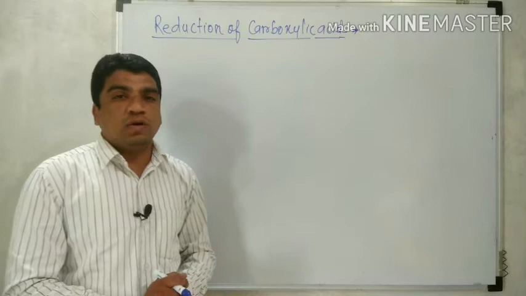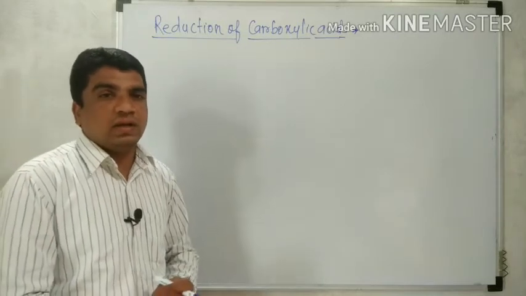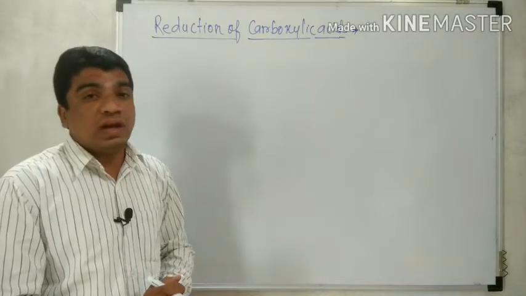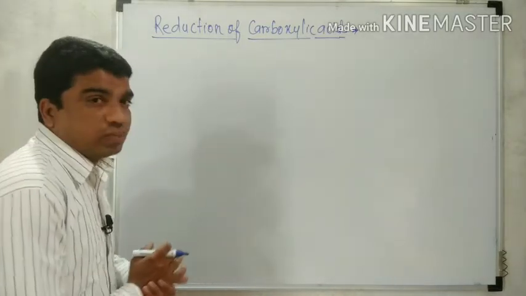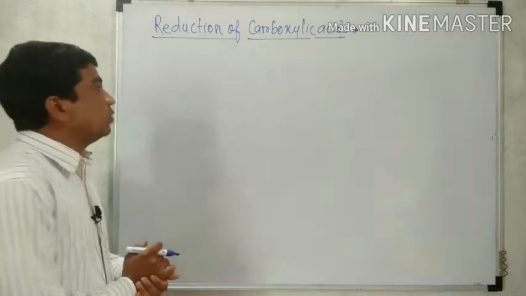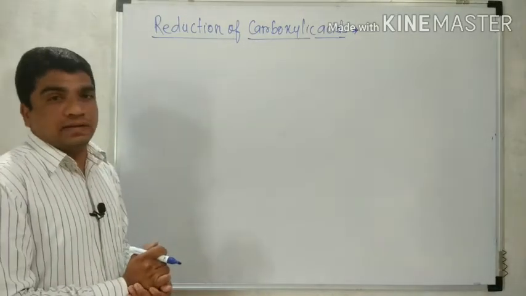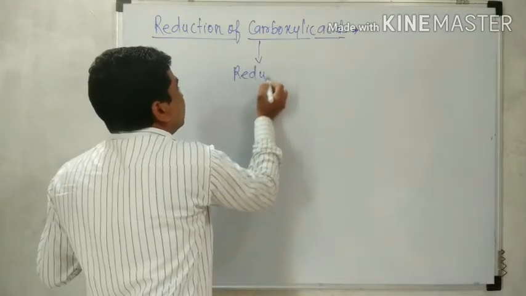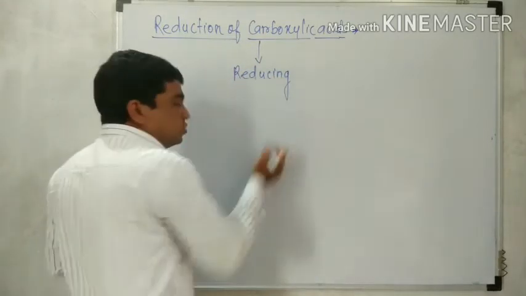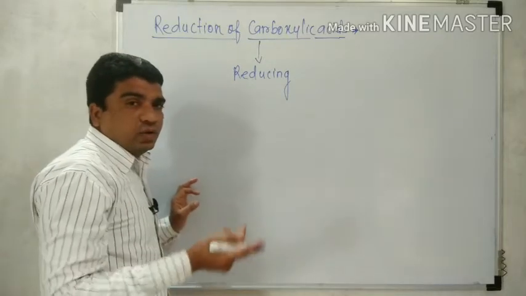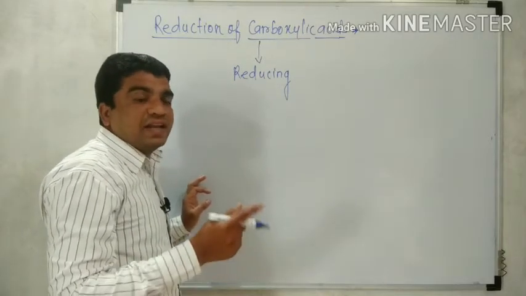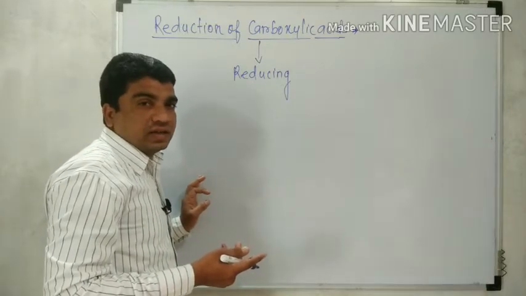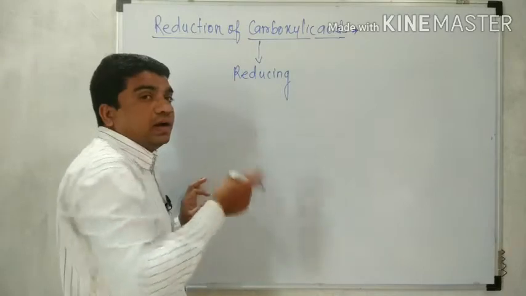How does carboxylic acid undergo reduction? What happens when it undergoes reduction? We are going to explain all this. Carboxylic acid is reduced by a reducing agent. Reduction, we know, is the reaction in which addition of hydrogen atoms takes place. Here carboxylic acid undergoes reduction.